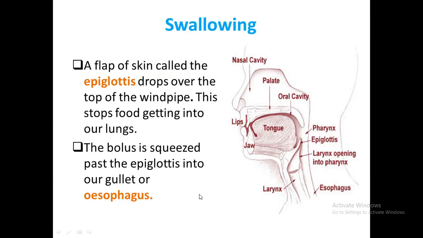Another one is the epiglottis. It is a flap of skin which drops over the top of the windpipe while the bolus is moving forward. This stops the food getting into our lungs. Now the bolus is squeezed past the epiglottis into our gullet or esophagus.